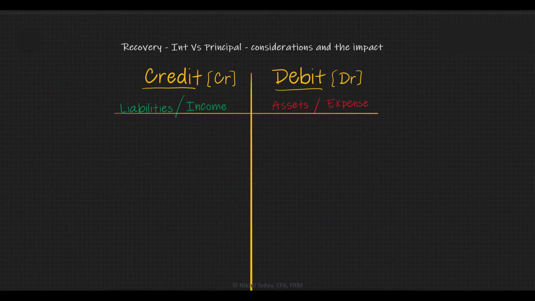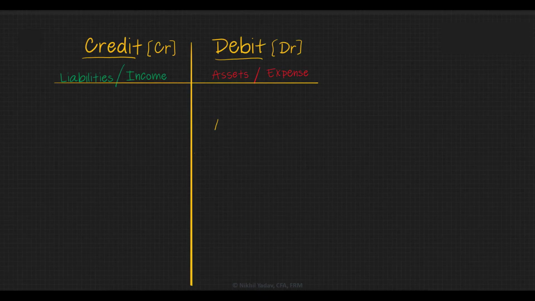Alright, the last topic that we are going to discuss is the impact of the choice that banks make in terms of where the recovery goes, towards the interest or towards the principal. What are the various considerations and its impact? Alright, let's see what the circular has to say about the appropriation of the recoveries.